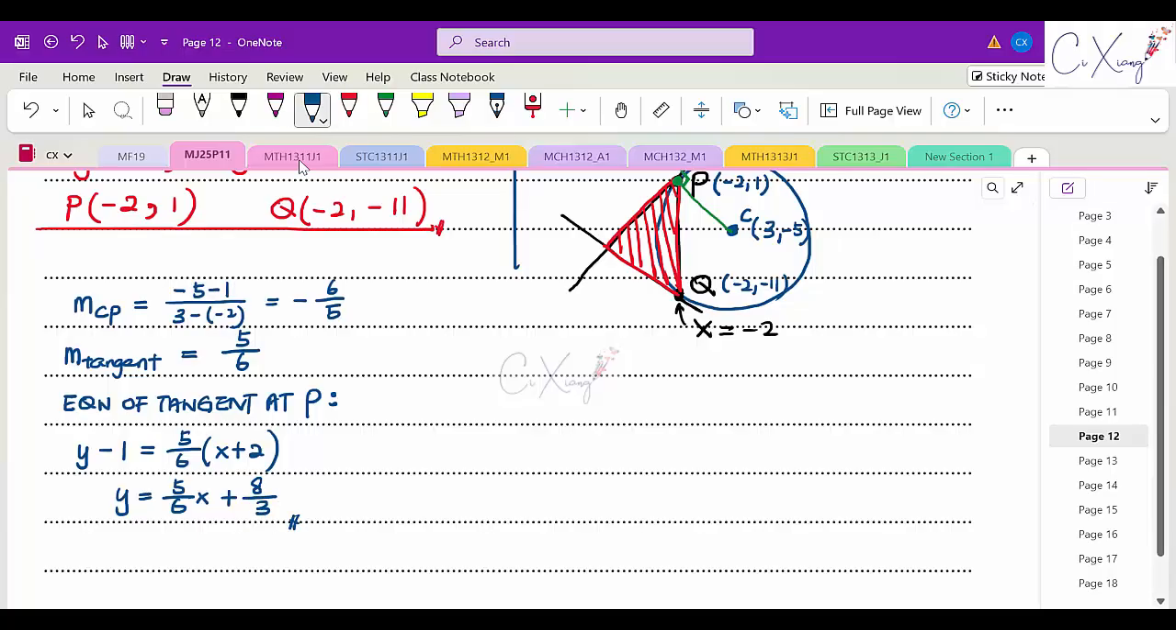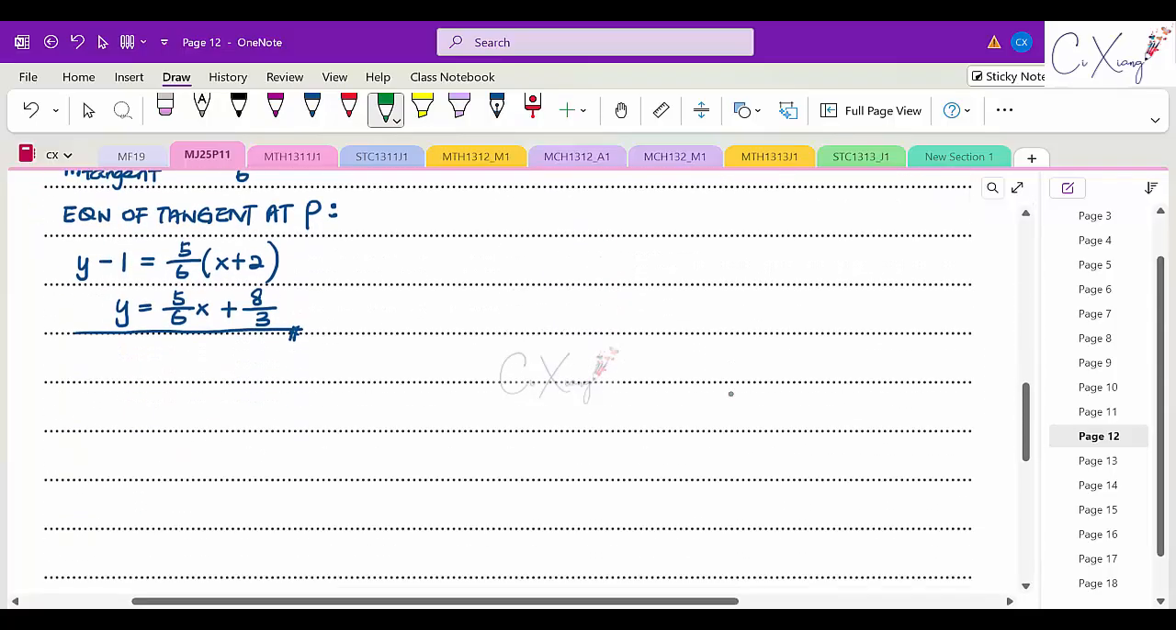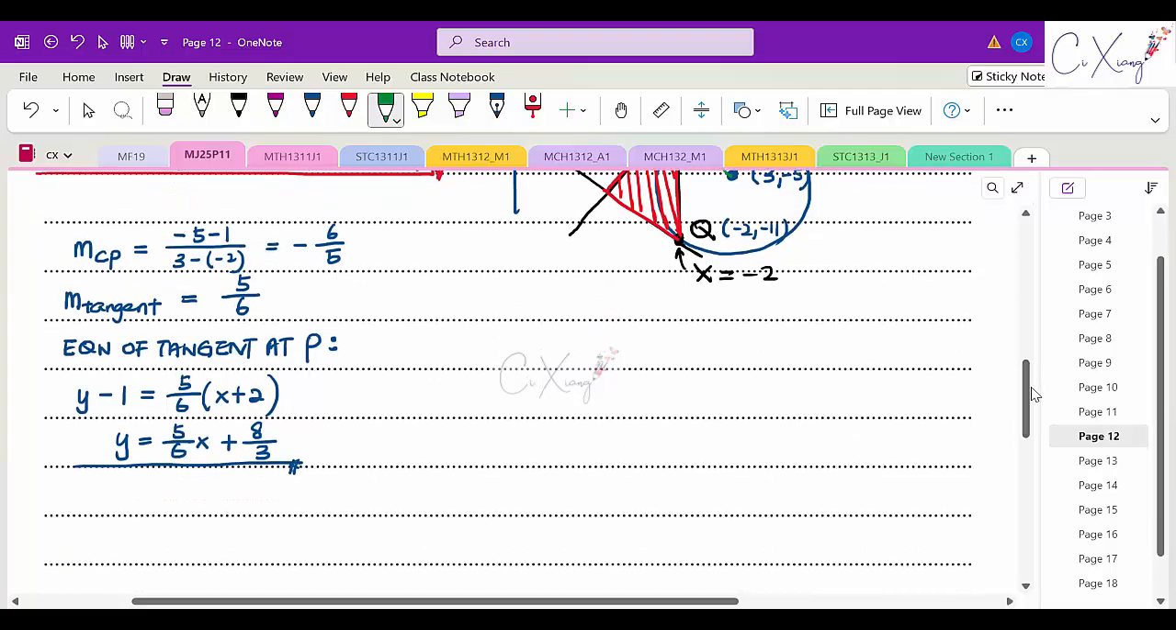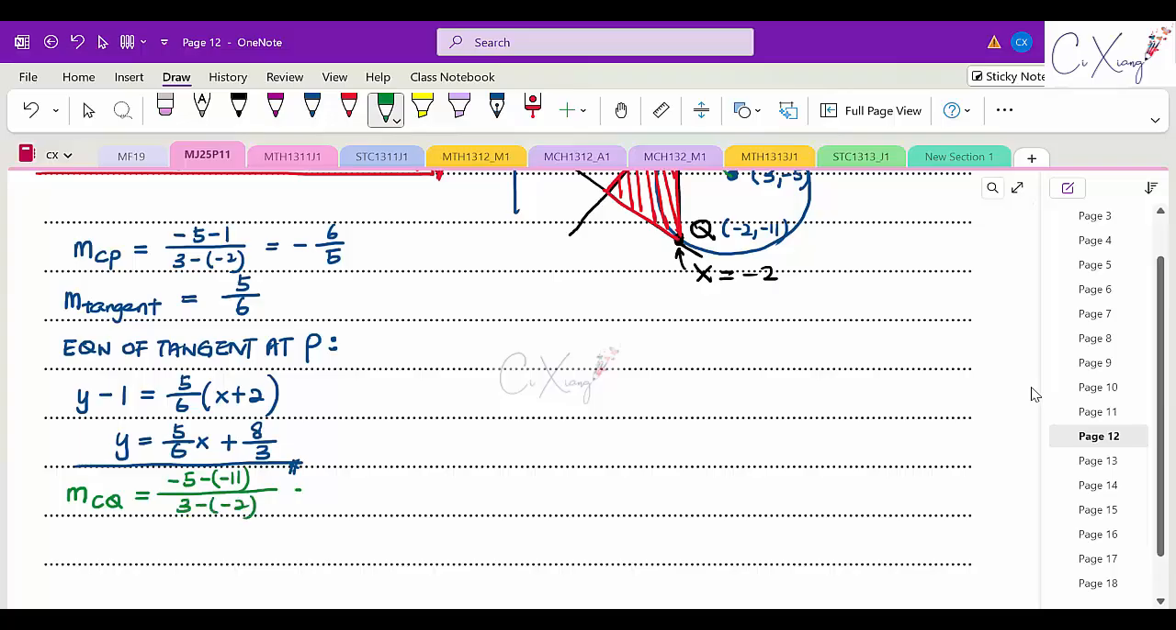Again, we solved one part here, but it is not the final answer yet. I need another equation, the equation of the tangent at the point Q. So let's continue from here. I want to get the gradient of CQ: negative 5 minus negative 11, divided by 3 minus negative 2. And this will give you the answer, which is 6 over 5.